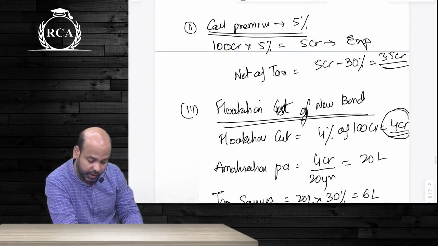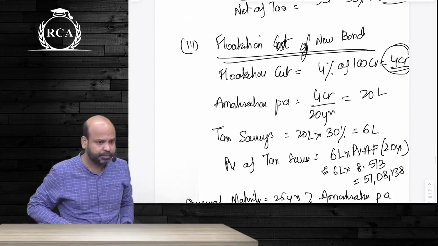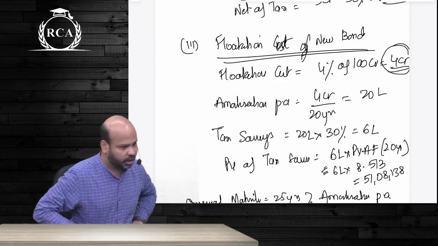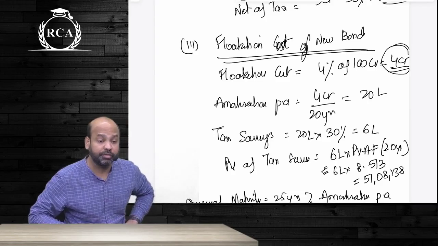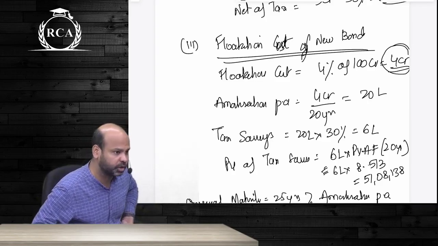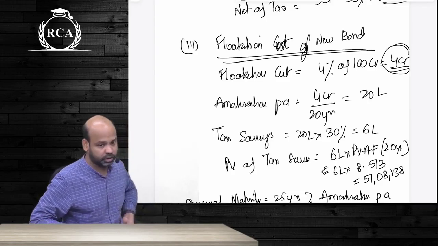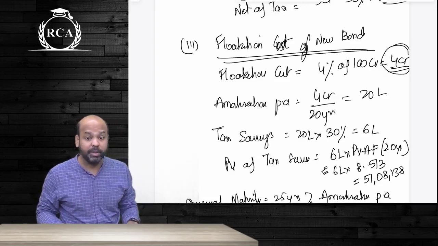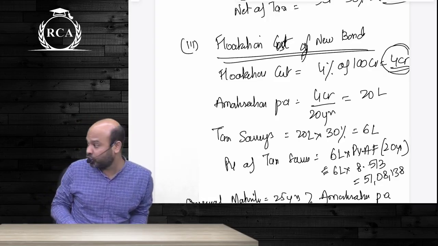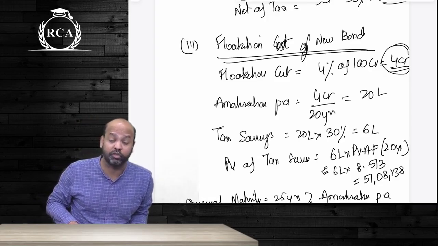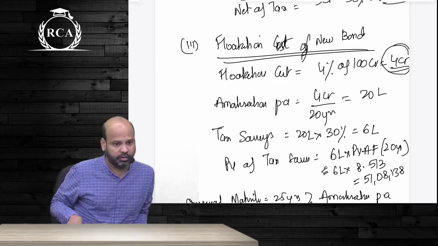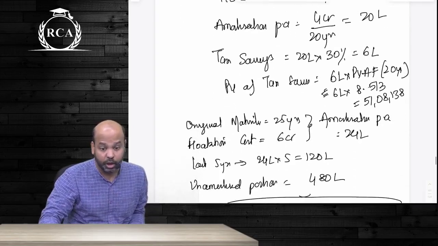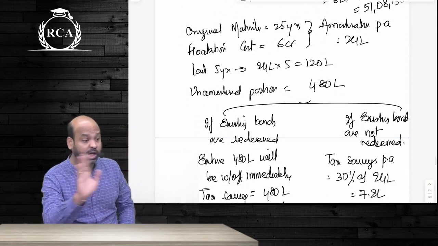After that, when you talk about flotation cost of new bonds, are you incurring this amount immediately or on a later date? Immediately. But will you write off this amount immediately or over the maturity of bonds? Over the maturity of the bond. So this is the difference between call premium and flotation cost of new bonds. Call premium results in immediate tax savings, but flotation cost of new bonds will result in tax savings over the maturity of the bond. So you should take the present value of those tax savings rather than directly writing minus tax savings.